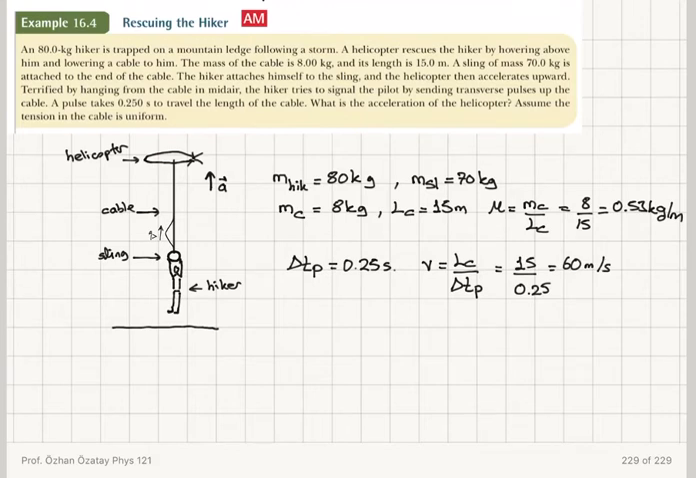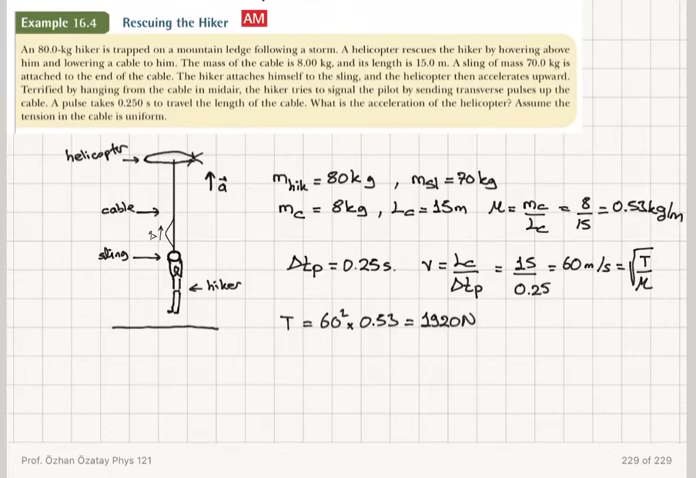And what is the acceleration of the helicopter? Assume the tension in the cable is uniform. If the tension is uniform, the square root of T divided by mu is the propagation speed. So I find that the tension must be equal to v squared times mu, which is 60 squared times 0.53 kilograms per meter. So I find that the tension should be 1920 newtons.